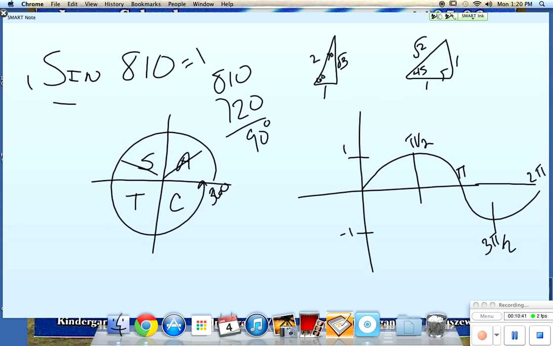Any questions? Anybody falling asleep? 1, 2, 3, 4. Good.